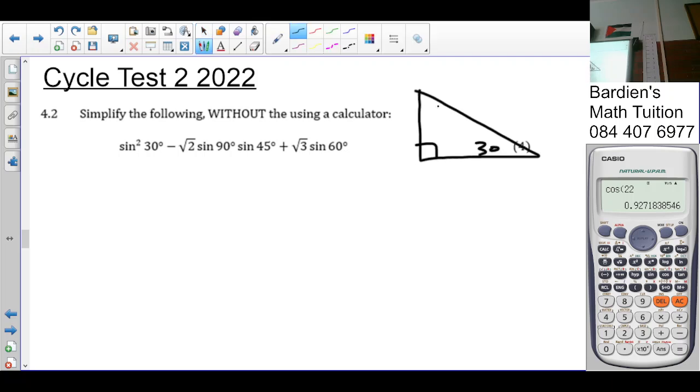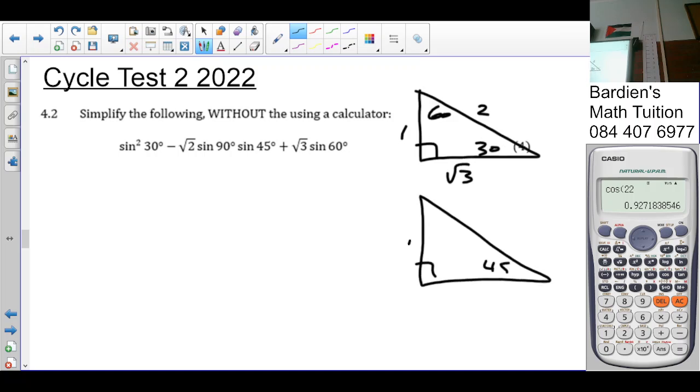It's going to be the 30, 60 triangle: 1, 2, root 3. That is 45: 1, 1, root 2. Drawing it below the sum is fine. Then the extra space, so many of you wrote in. I must not mark your question paper.